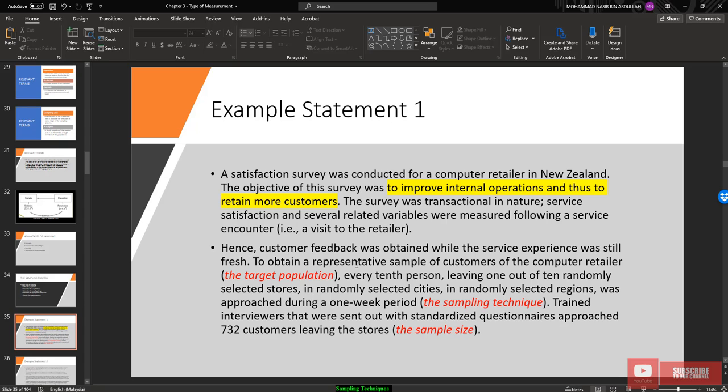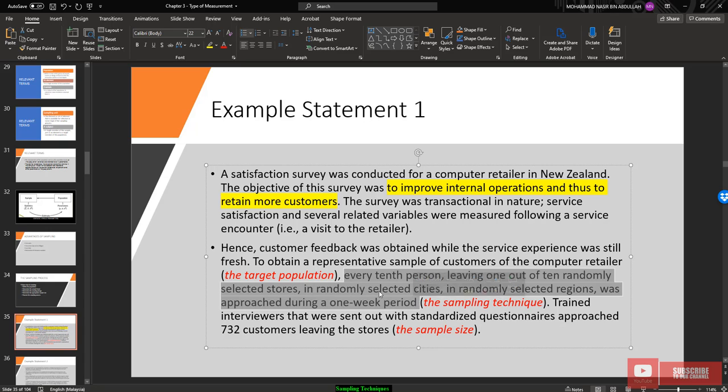To obtain a representative sample of customers of the computer retailer, which is what we call our target population, every 10th person leaving 10 randomly selected stores in randomly selected cities in randomly selected regions was approached during a one week period. So this is the sampling technique that we apply.